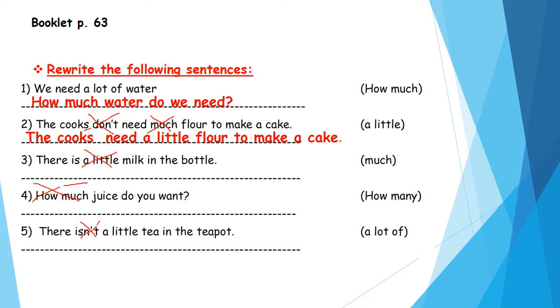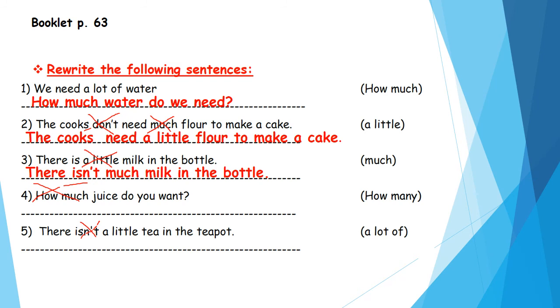Number 3. There is a little milk in the bottle. Much. So we use much with uncountable nouns, negative and questions. Don't forget, we use much with negative, so we must put not after verb to be. So we'll say what? There isn't much milk in the bottle. So we'll cross a little and we'll put not after verb to be.